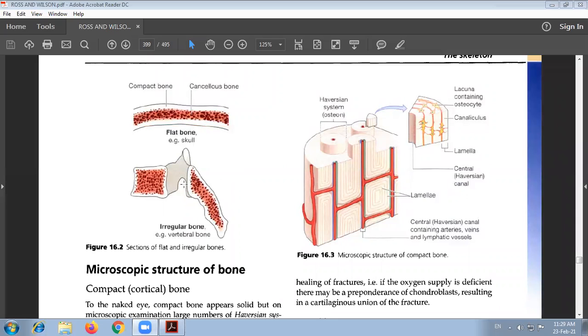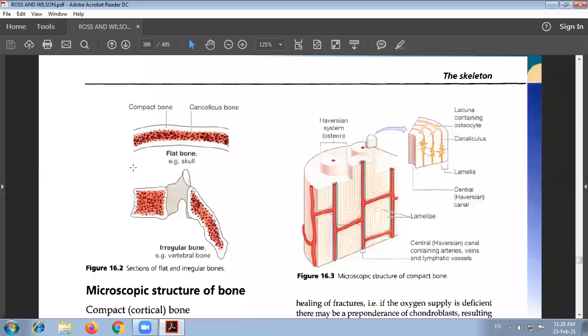This is the irregular shaped bone which is present in the vertebral column. The vertebrae of our human being are of different shapes, and each region of the vertebral column has a different structure of vertebra. So they are called irregular shaped bones. And again, these have the same constituents as the flat bone: the compact bone outer layer, and inside it the cancellous bone containing the bone marrow. Okay, so this is the flat bone and the irregular bone.